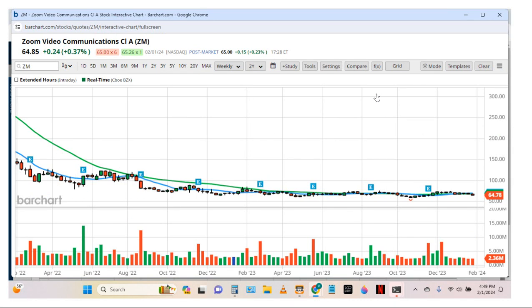Zoom, another stock that's been just languishing in this long-term stage one sideways trend. It's been there since again the middle summer of 2022. Not much interest in Zoom. So it's underperformed. The S&P 500 has moved up considerably, Nasdaq has moved up considerably, and Zoom has just languished. And that's the problem with buying stocks in stage one.